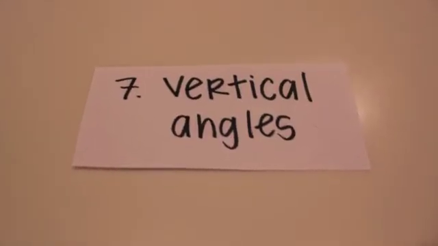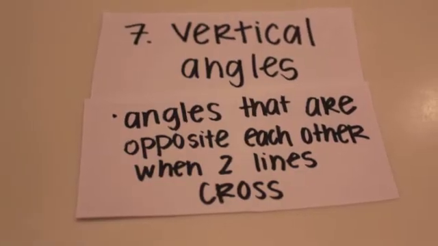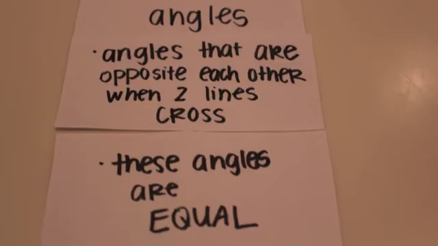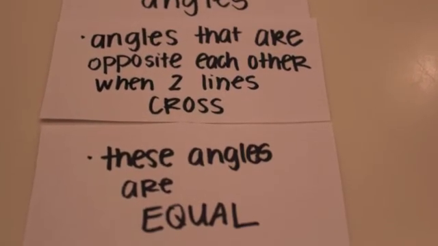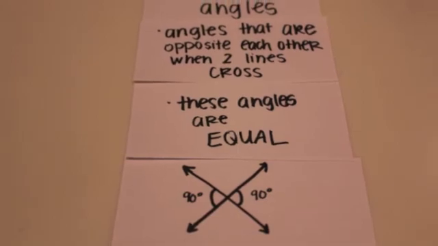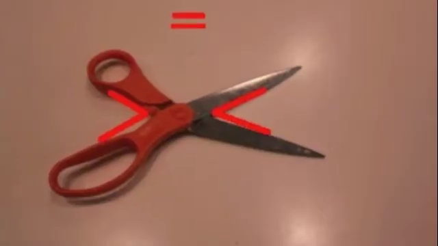Now on to vertical angles. These are more rare. They are opposite angles when two lines cross. These angles are equal. Here's an example of what it would look like. Scissors are a great example of vertical angles.